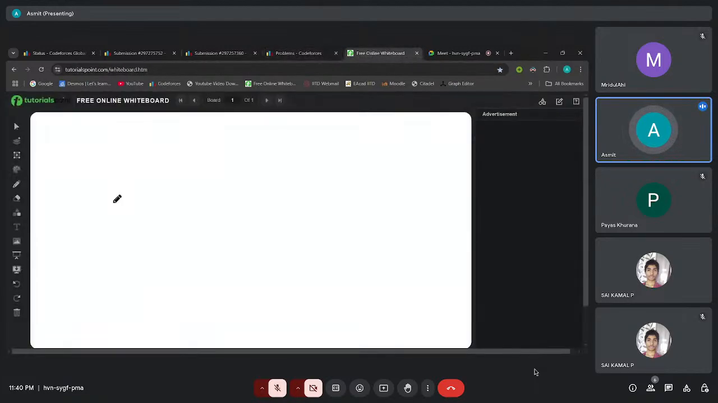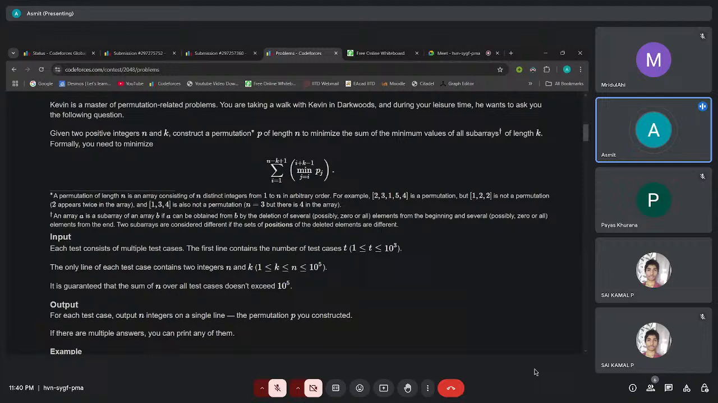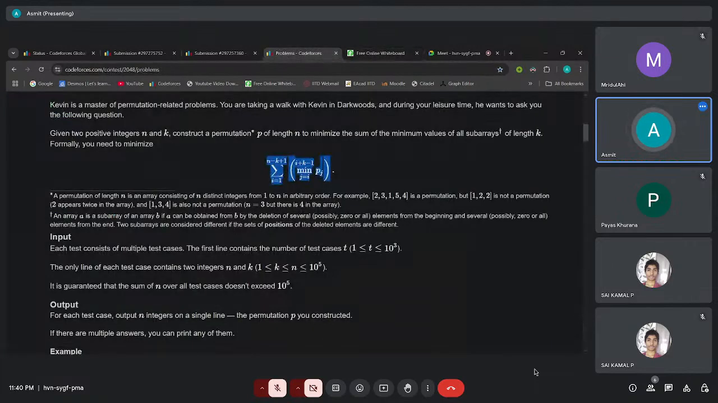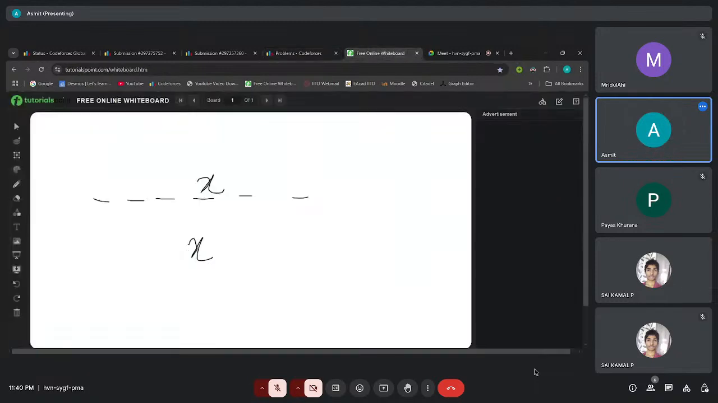So first we observe that any value x at any position can contribute to at most k subarrays of length k, because it will contribute each time at each index of subarrays of length k. So any value x can contribute at most k times to this value. So an obvious upper bound to our answer should be 1 repeated k times, 2 repeated k times, 3 repeated k times, and so on.